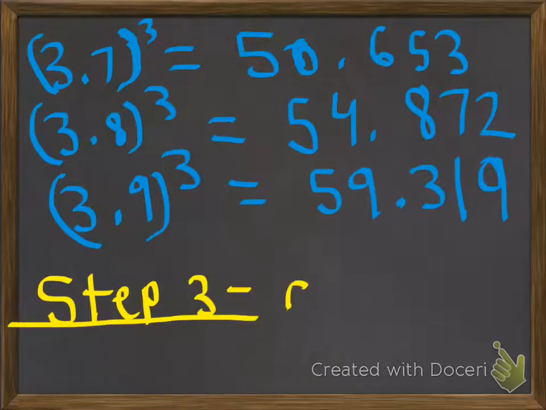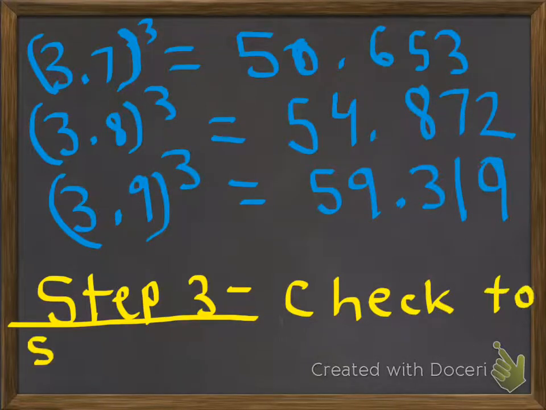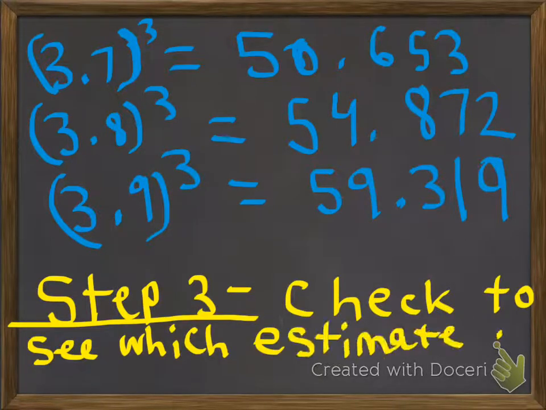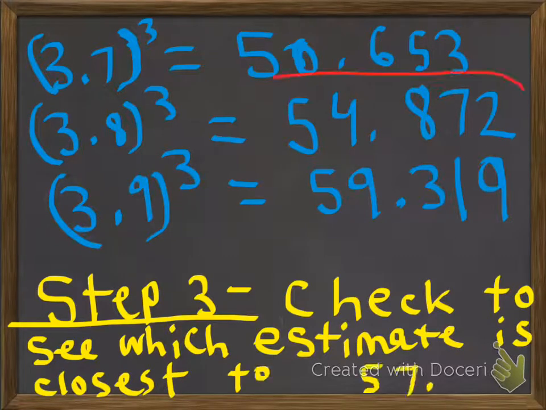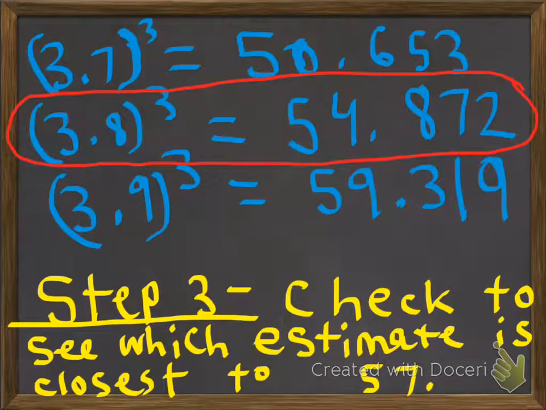Now that we've done all this work, that brings us to step 3. Step 3 is to check to see which estimate is closest to 57. Now that you check with your calculator, you know that 50.653 is much further away from 57 than the other 2. So then we use our calculator to subtract each number from 57 to find the difference. After you do that, you can tell that 3.8 cubed is closer to 57 than 3.9 cubed. That brings us to our answer, which is 3.8.